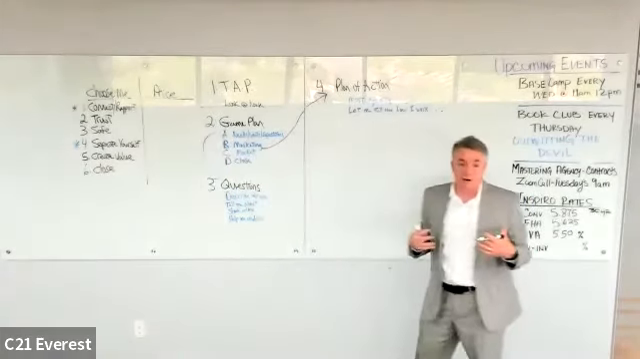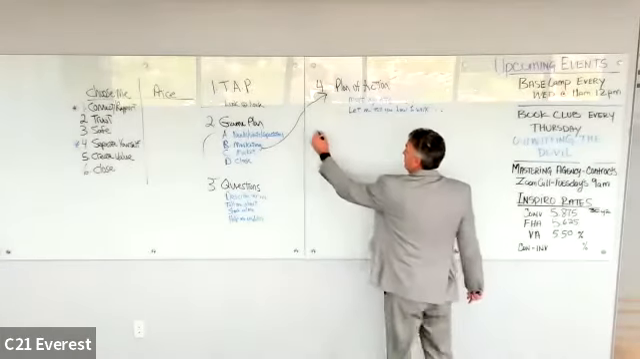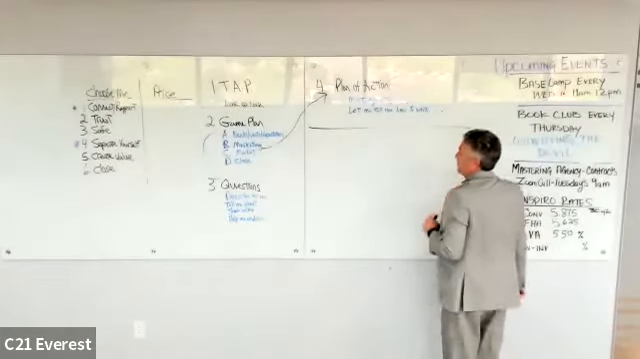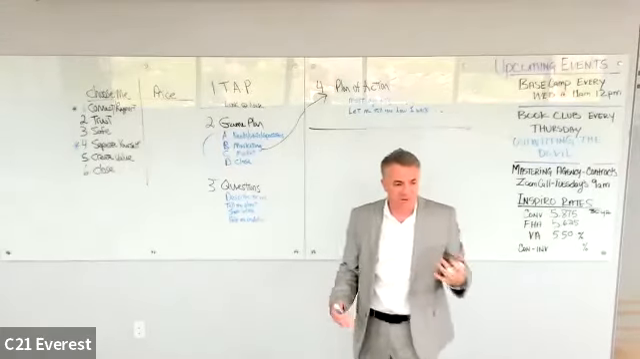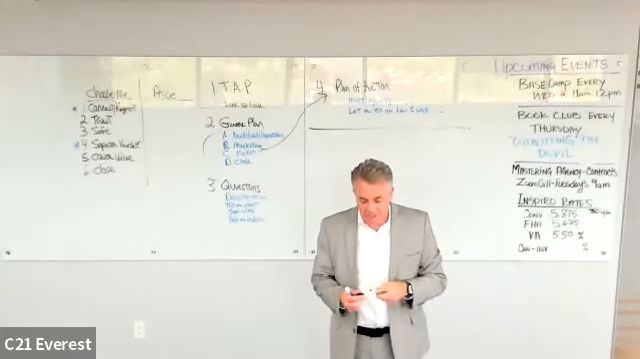So now I got to figure out, have they chosen me? So the next step, which I usually just draw a line across here, is I got to find out if they've chosen me. So here's how I like to do it.